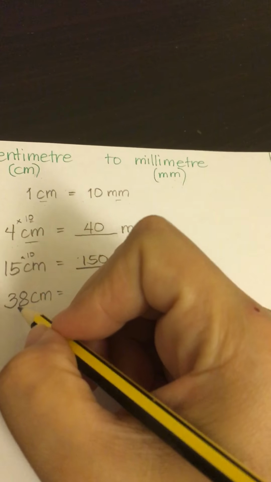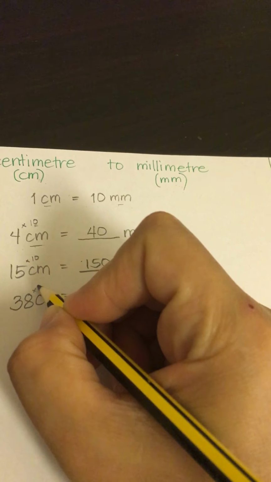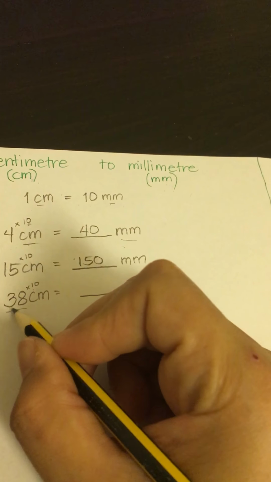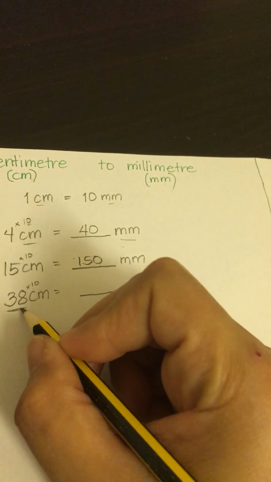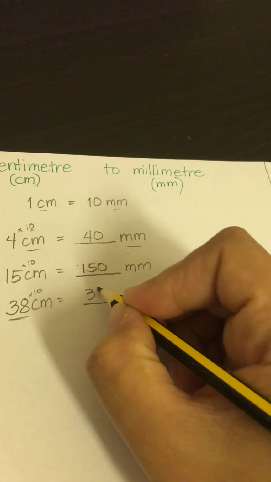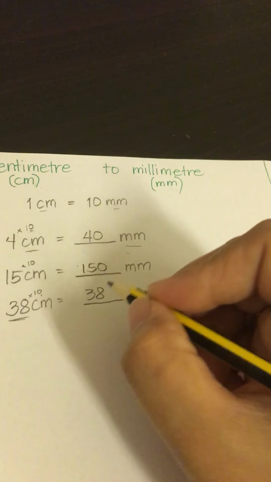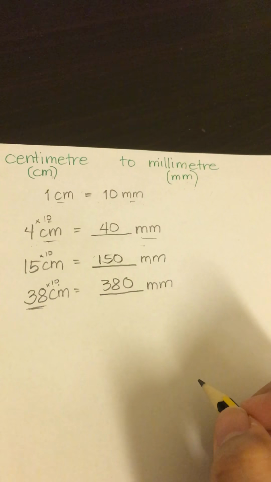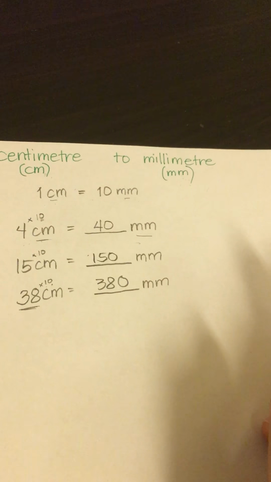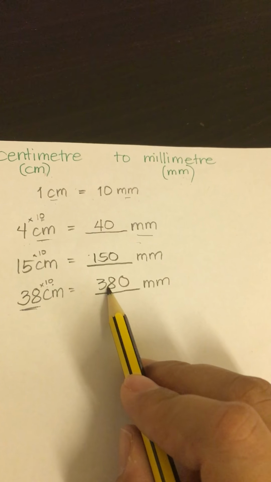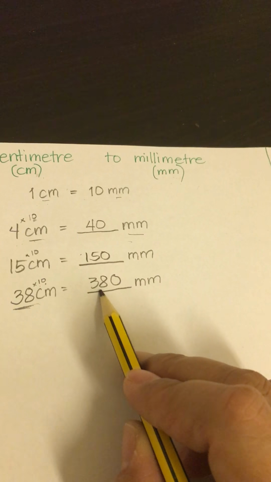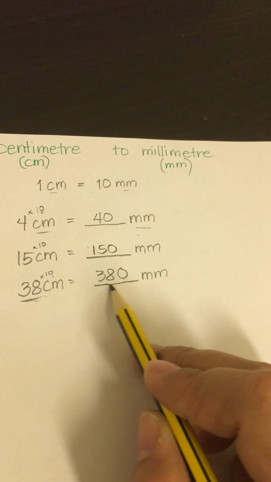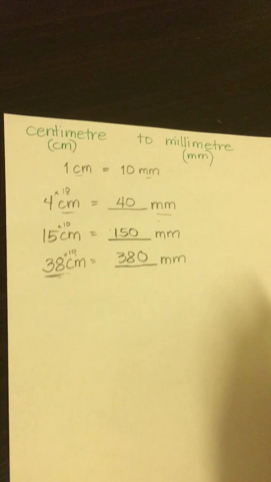Look, since we multiply it by 10, the number is not changing, still 38. You just multiply 38 by 1, so you get 38. Then you just add the 0, and it will become 380. That is how you multiply a number by 10. You still have the 38 there, and then you just add 0. So from 38, it will become 380 millimeter.